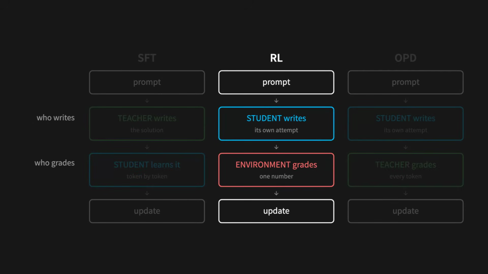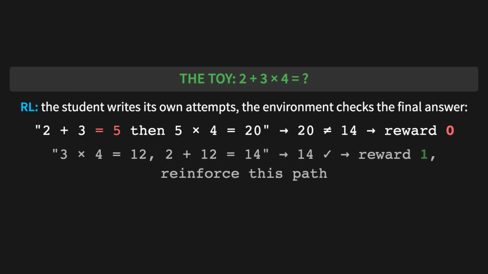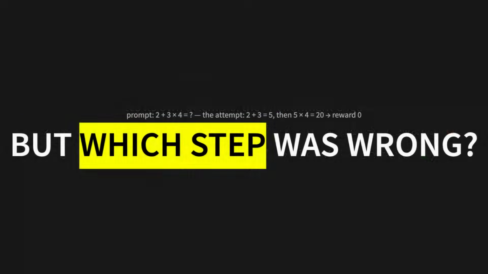The second way is reinforcement learning. Now the student writes its own attempts, plural, and the environment checks each final answer. The first attempt is our left to right one. It lands on 20. 20 is not 14, so the reward is 0. Another attempt happens to get it right. 14, reward 1, and RL reinforces the path that worked. That check is verifiable, which is genuinely great. But notice what the feedback is, 1 number for a whole attempt. So for the failed attempt, which step was wrong?